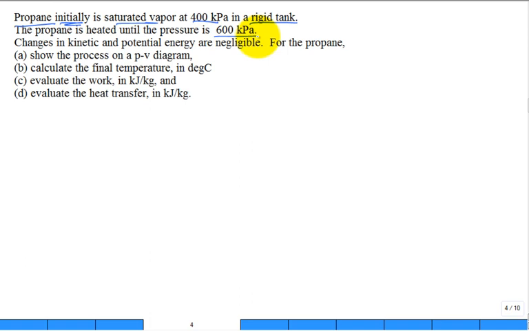Changes in kinetic and potential energy are negligible. For the propane, show the process on a pressure-volume diagram. I think you need to do that, so let me pause and walk around and see if you can show me on a PV diagram what this process looks like.